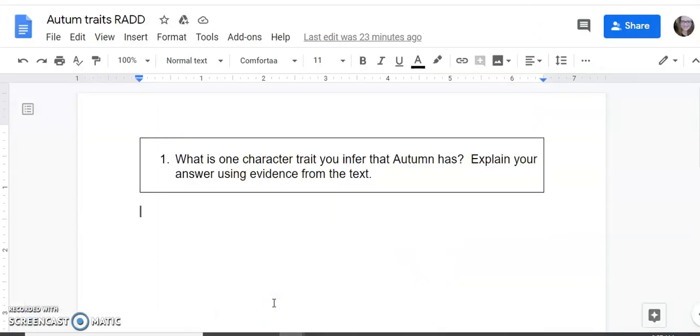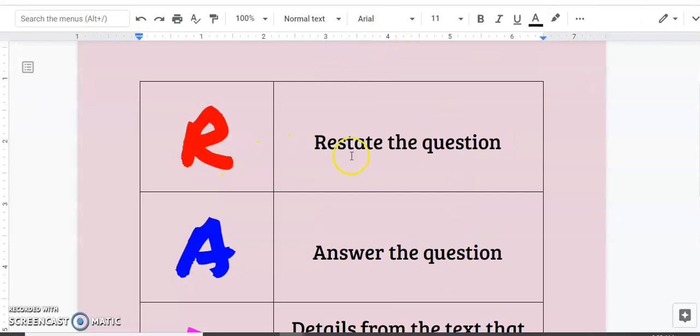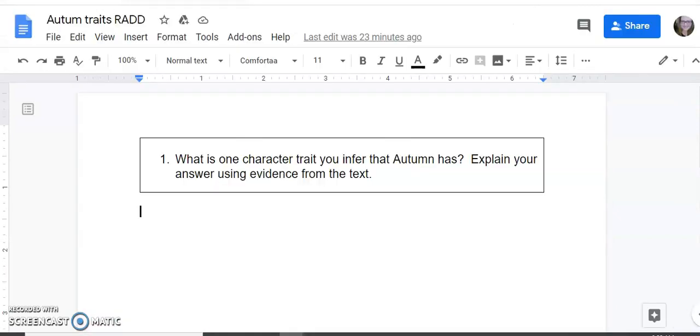All right. What is one character trait you infer that Autumn has? Remember, we're working on RADD, and the R stands for restate the question. So the first thing I'm going to do is take part of this question stem here, one character, and I'm going to make it the beginning of my answer. I'm going to hit tab so that I can start a new paragraph with an indentation.